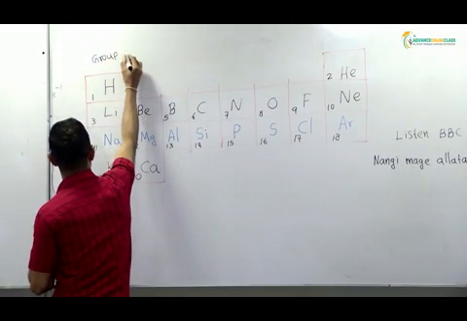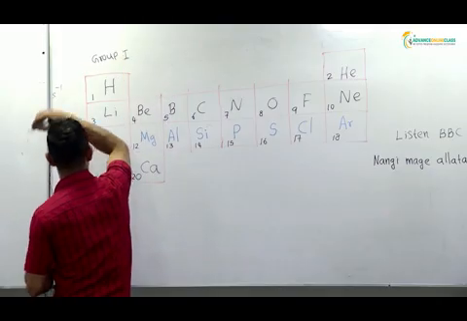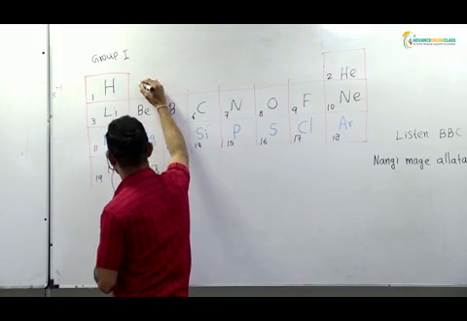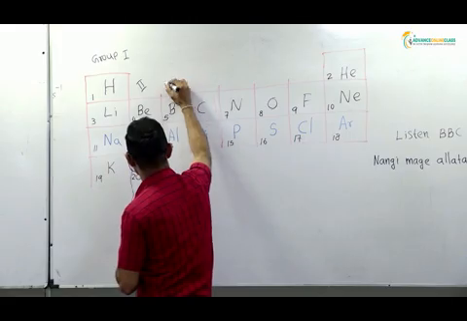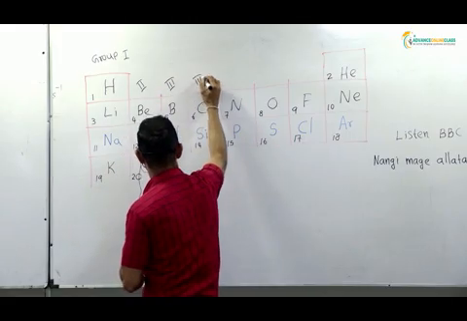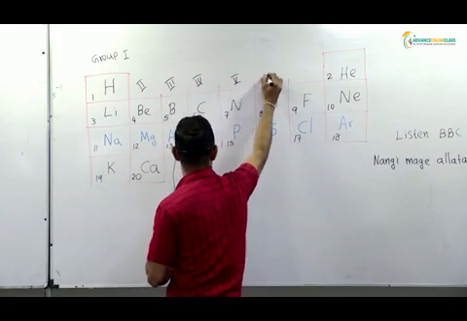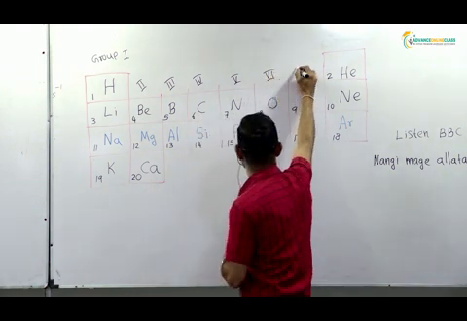First column is group 1 and we write Roman numbers for groups. This is group 1 and this is group 2, this way. These vertical columns are called groups. Remember, groups.